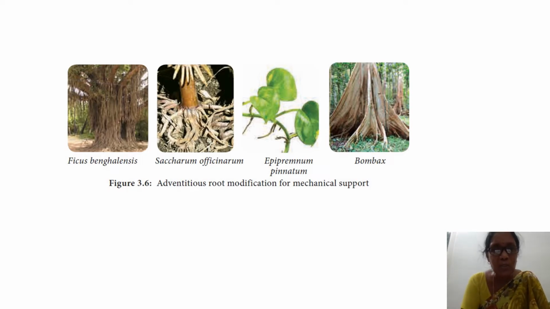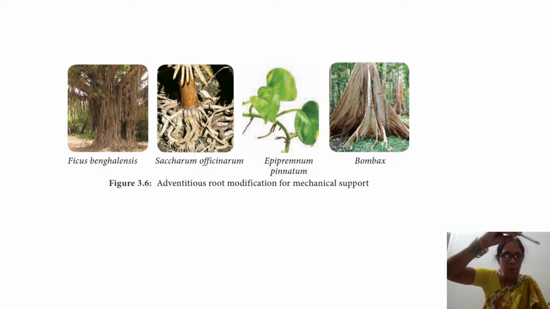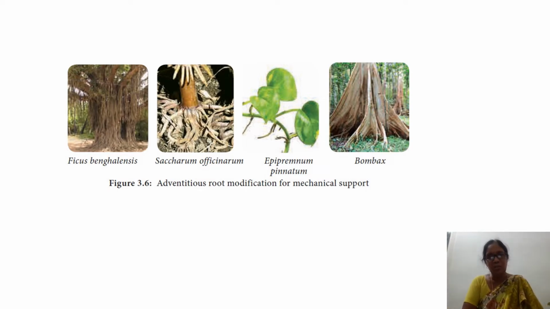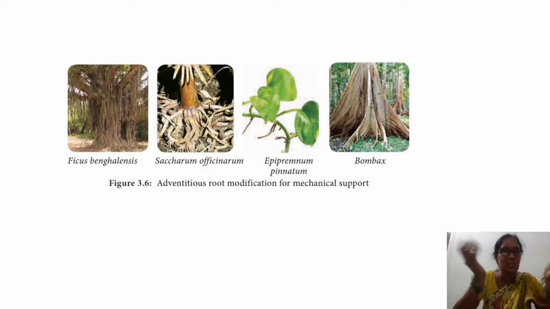Where are they growing from? From bottom to top, or from top to bottom? They are growing from top to bottom, from branches to the earth. They're growing in the air. Then what's the use of these aerial roots? The banyan tree is a large, big tree. It needs support to stand on. These aerial roots give support to the tree. So that's its extra function. The roots are modified to give support to the plant.